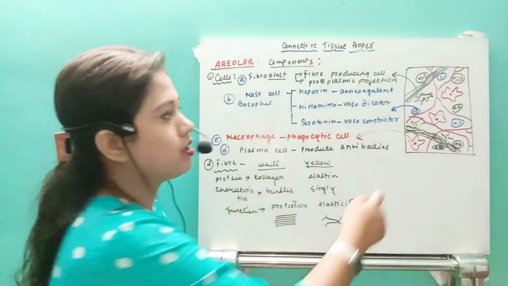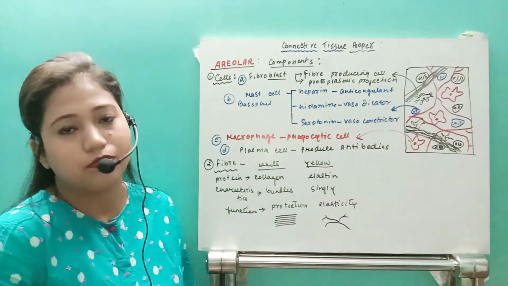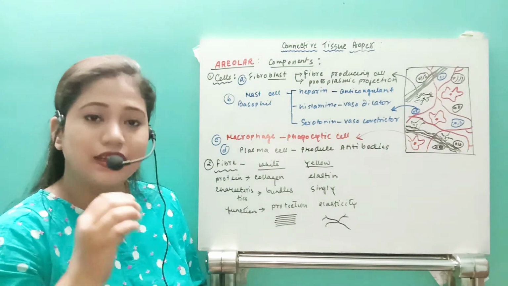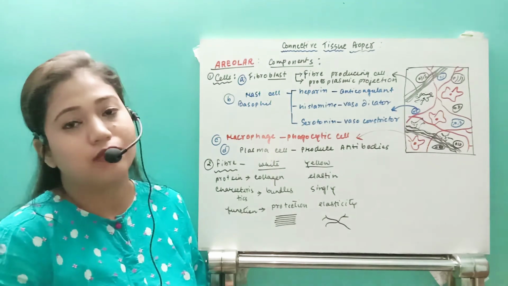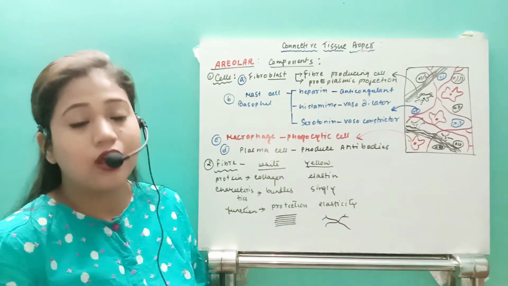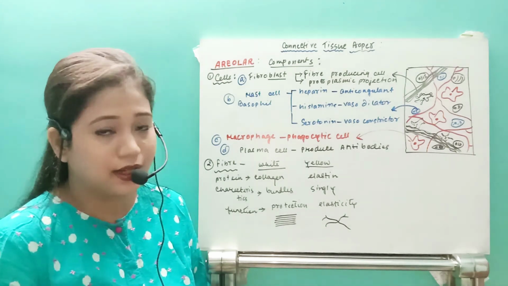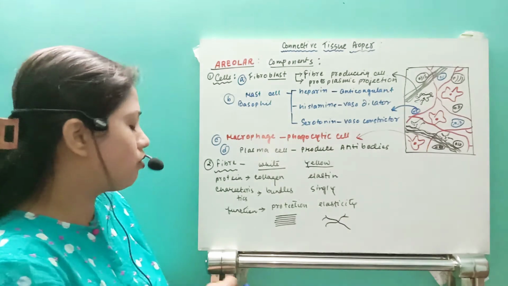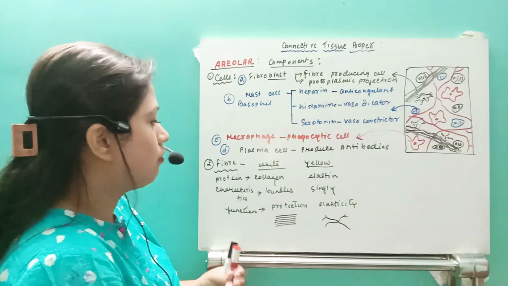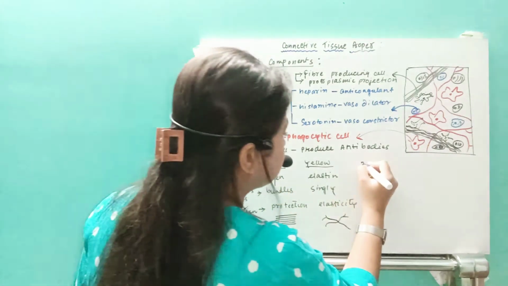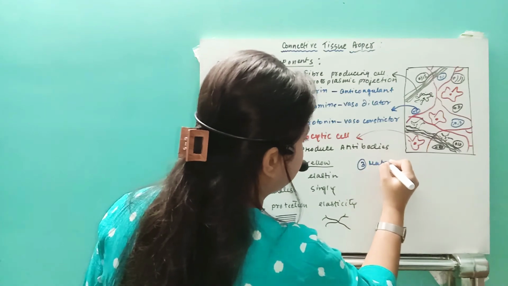Remember, this diagram is going to be very important. This diagram is given in your NCERT book also, and directly this diagram comes in the medical NEET examination, where you have to find out which one is what type of fiber or cell. So remember that this is going to be very important. Now come to the third component. What is the third component? After cell and fiber, we will see the matrix.